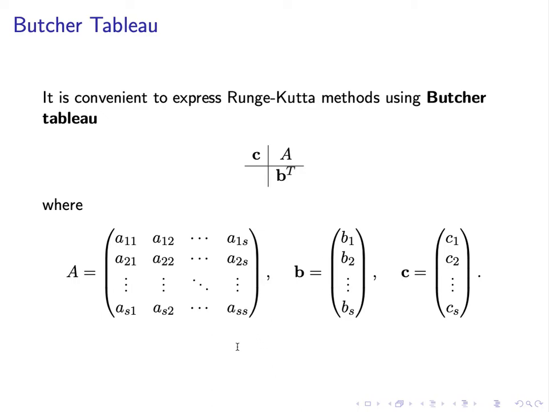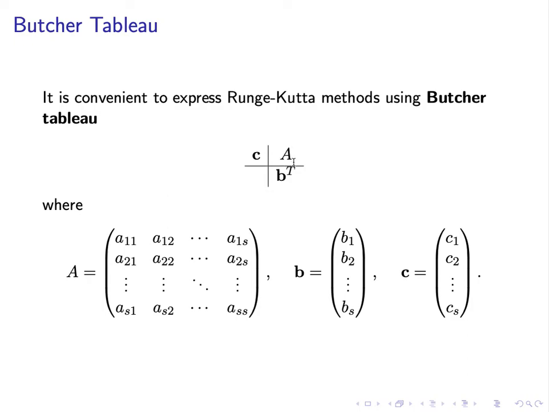So what we have is A is an S by S matrix. Now S is the number of stage values we have. So here we have some square matrix A. B and C are column vectors, or typically we commonly refer to them as column vectors. So we have an S by 1 vector for B and an S by 1 vector for C. And the Butcher tableau is represented in this form.